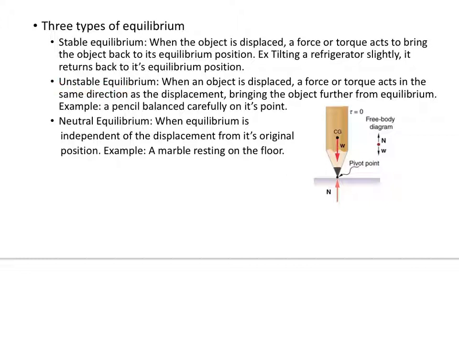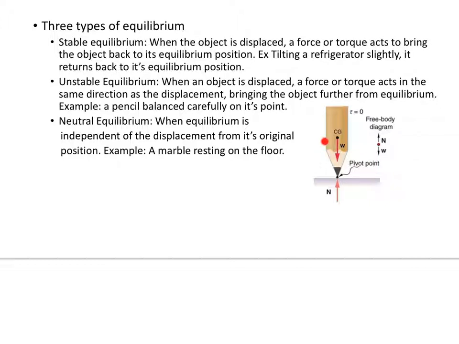Unstable equilibrium is when an object is displaced, a force or a torque acts in the same direction as the displacement, and that results in bringing it further from its equilibrium position. So this diagram right here shows a pencil balanced right on its tip. I think that would take a lot of patience to do, but if you could do it.